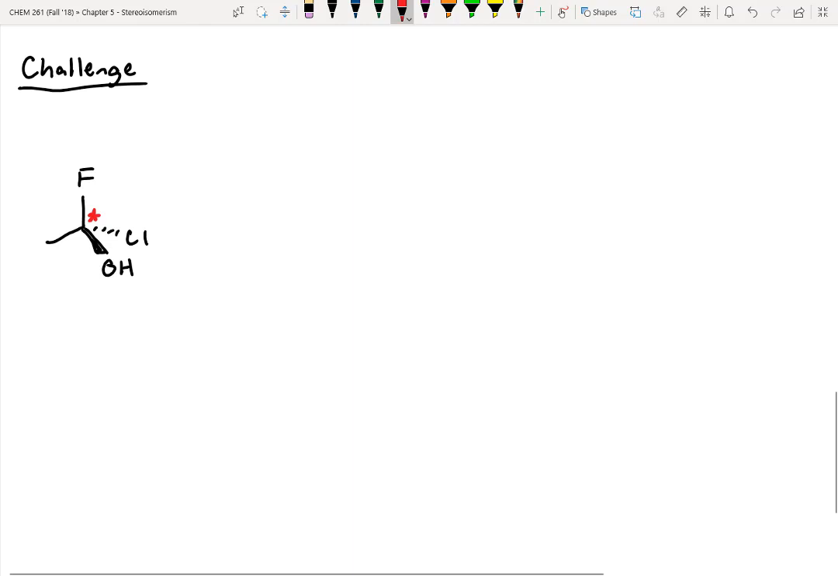Which one? Chlorine. All right, so chlorine's number 1. Number 2? Fluorine. Number 3? Oxygen. Number 4? Carbon. Right, we don't have a hydrogen coming off of there. So now we can go ahead and go like that. Our lowest priority isn't a dash or a wedge. What the heck do we do?